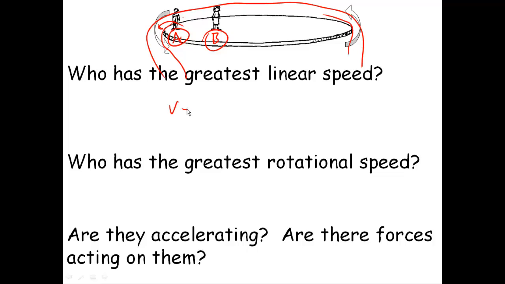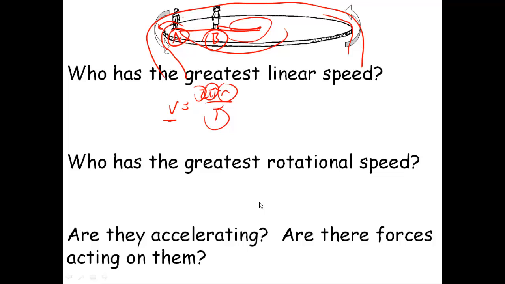Well, linear speed, that's that V, 2 pi r over t. They both are going around in the same amount of time. 2 is the same, pi is the same, but r is different. Who's got the greatest radius? Well, it would be A. So A has the greatest linear speed.